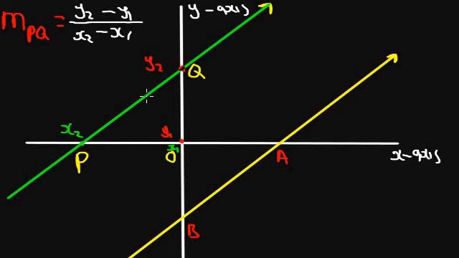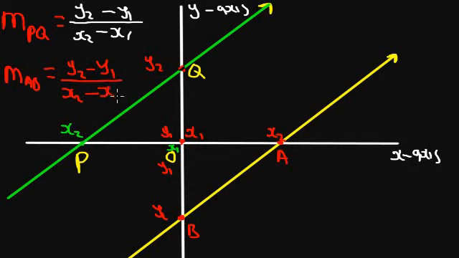Now, having done that, I would like to repeat the same process for the yellow line. How can I calculate this gradient? For instance, let's say this point is our x1, and this one will be our x2. If this is our y1, this will be our y2. So to calculate the gradient of the line AB, that will be given as y2 minus y1, all divided by x2 minus x1.